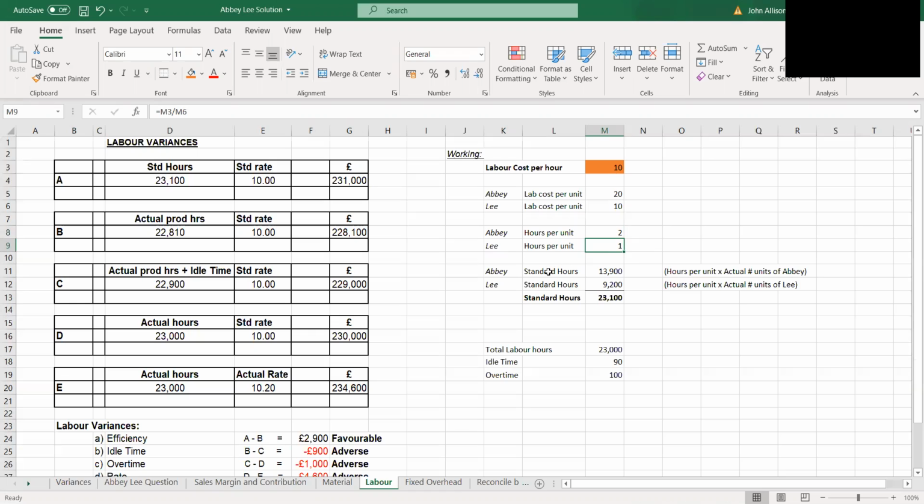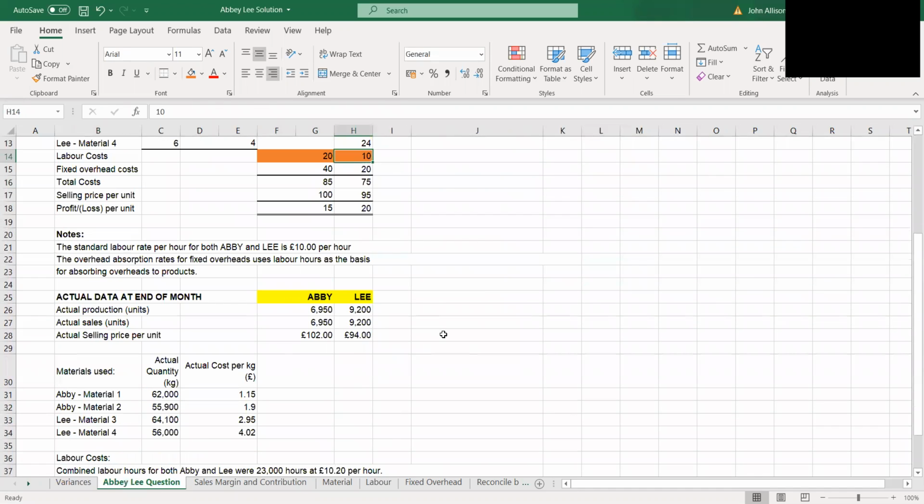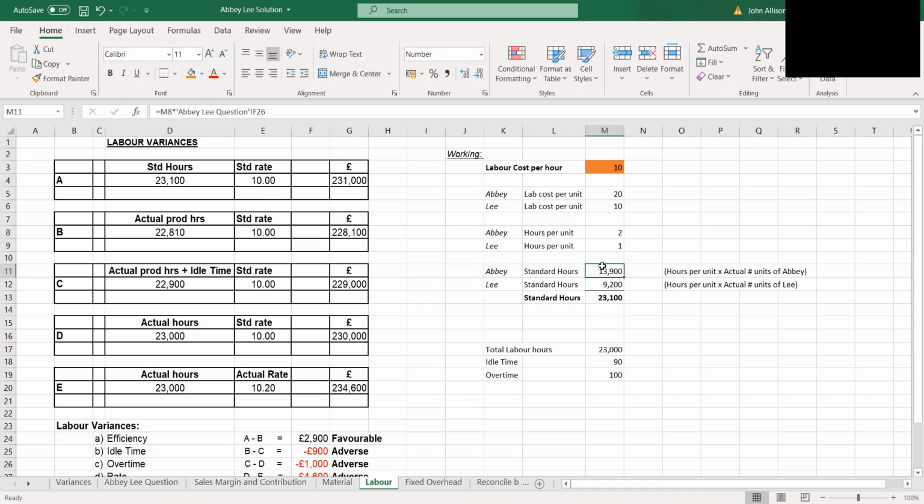We then want to calculate the standard amount of hours it takes. So if it takes 2 hours to produce a unit of Abby and it takes 1 hour to produce a unit of Lee, we can work out how many hours it took to produce all the units of Abby by doing 2 times the number of units of Abby that were produced. So we can see that for Abby, there were 6,950 units produced, and for Lee there were 9,200 units produced. So to get Abby, what we've done is the hours per unit of 2 times the number of units.